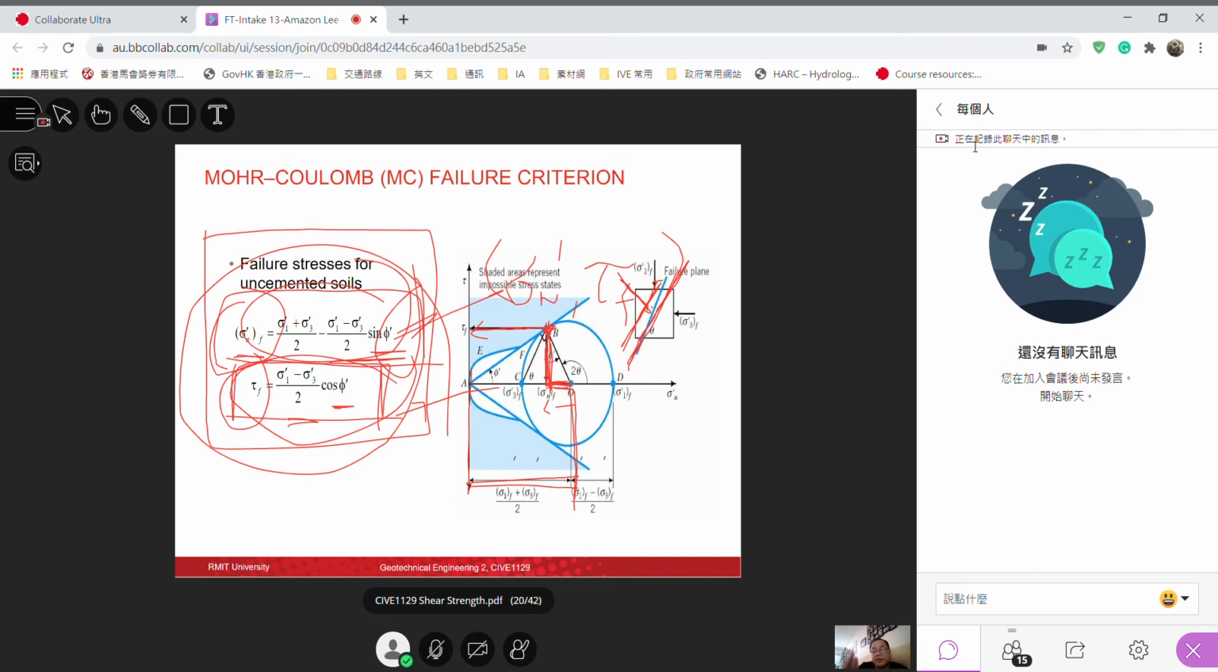Now make sure you understand the definitions and the meaning of this. If you don't understand, you had better read this slide very, very carefully, because the entire section of shear strength requires you to understand this Mohr circle. And the Mohr circle, I am sure you already learned it in your mechanics of materials, in your first 2 years of your higher diploma program.